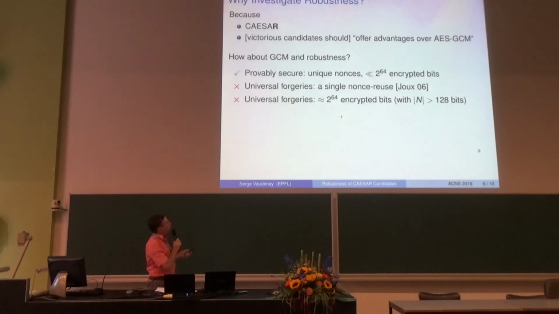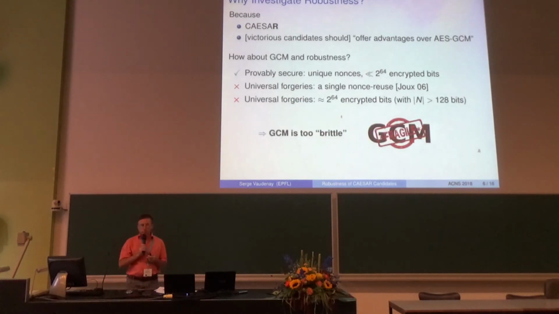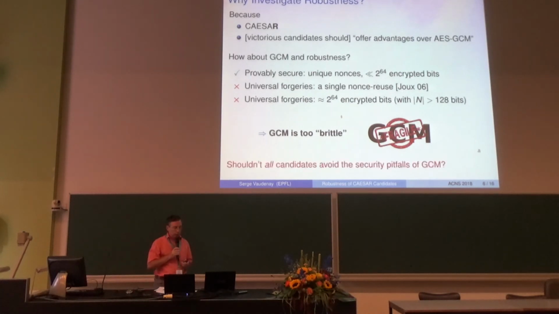We can wonder also what happens if we reach the birthday bounds, if we try to encrypt many plaintexts, 2^64 or beyond, without repeating the nonce. For AES-GCM, it's also a big problem, especially when we use nonces greater than 128 bits, and some implementations do. It's rare, but it can happen. And then we have some attacks this way. GCM has a kind of reputation to be somehow brittle, and that's why CAESAR started.